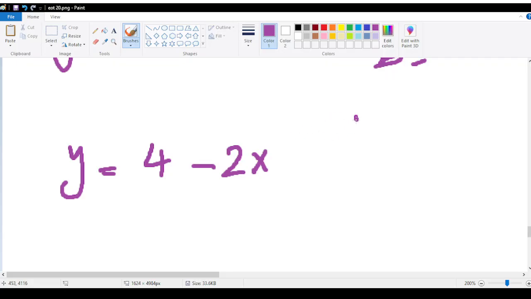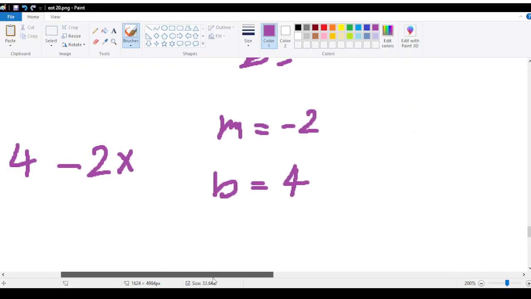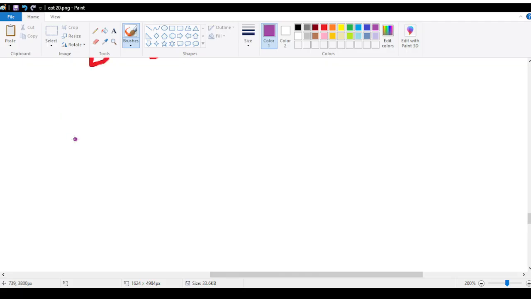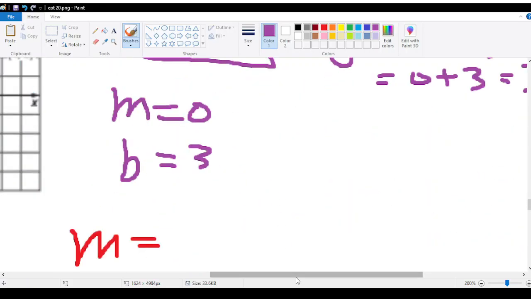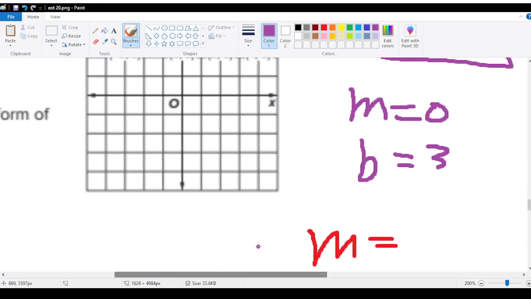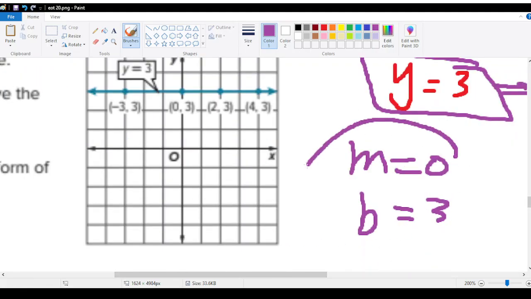Now y equals 4 minus 2x. This is a harder question. m equals? 2. No, -2. That's good. b equals? 4. Great. Now the last question. Suppose that y equals 5x. What is the value of m? 5. What is the value of b? 0, because it's not here, so it's 0. Understood?